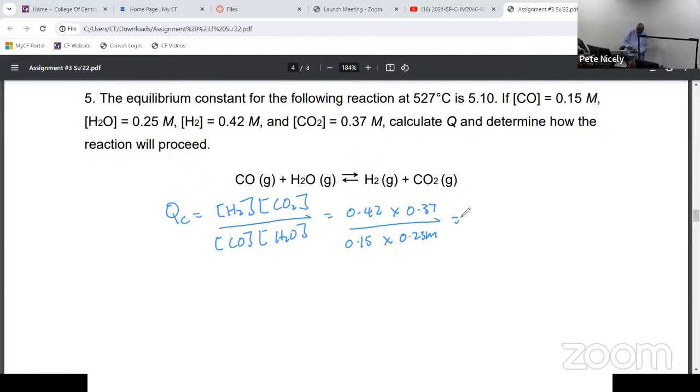0.42 times 0.37 divided by 0.15 times 0.25. Okay, and this is what I get. Please correct me if I'm wrong, but I got 4.1. Now that we have 4.1 as the calculated value for QC, what would be the next step? Remember, the aim of this exercise is to determine which direction the equilibrium will shift after determining the QC value. So what do we do next in order to make that prediction?